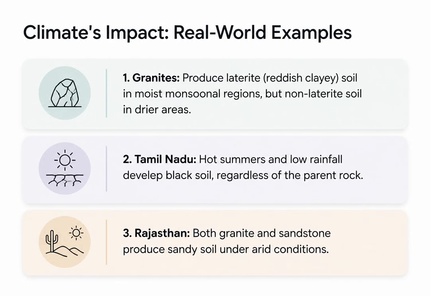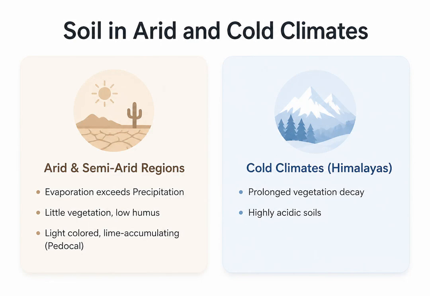Crystalline granites will produce reddish, clayey laterite soils in moist monsoonal regions, but in drier areas, they form non-laterite soils. In parts of Tamil Nadu, the combination of hot summers and low rainfall results in black soil, regardless of what the underlying rock is. And in the arid climate of Rajasthan, both granite and sandstone weather down into the exact same sandy soil. In arid and semi-arid regions, evaporation exceeds precipitation.